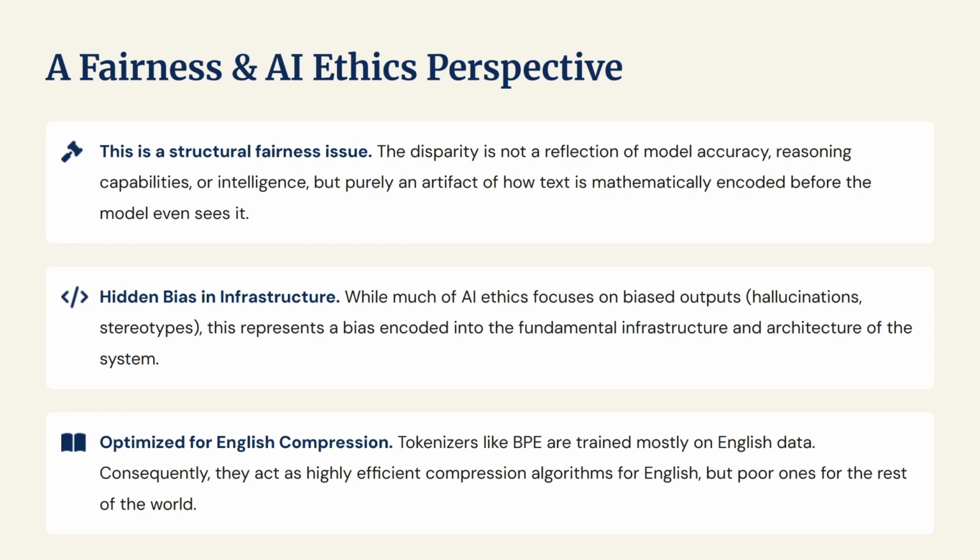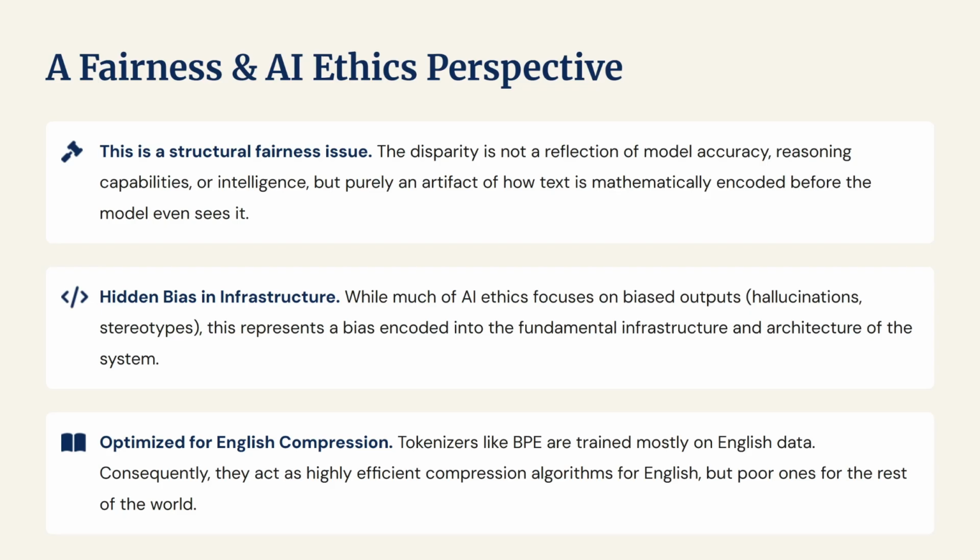So now from an AI ethics perspective, this is a structural fairness issue, not a problem with model accuracy or intelligence. The disparity doesn't come from how well the model understands the language. It arises much earlier, at the stage where the text is converted into tokens. Most AI ethics discussion focus on biased outputs like hallucinations or stereotypes. But here the bias is embedded deeper in the infrastructure itself, specifically in the tokenization process. Tokenizers like byte pair encoders are trained mostly on English data, making them highly efficient for English but inefficient for many other languages.